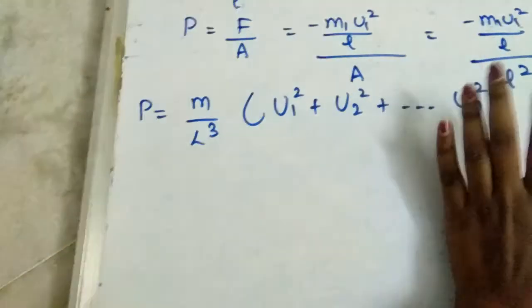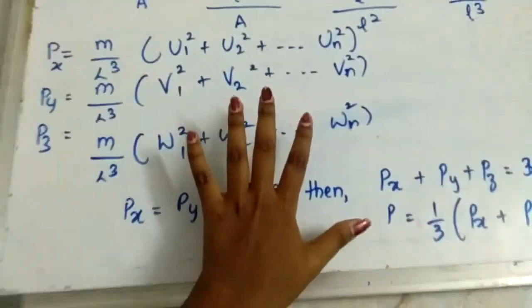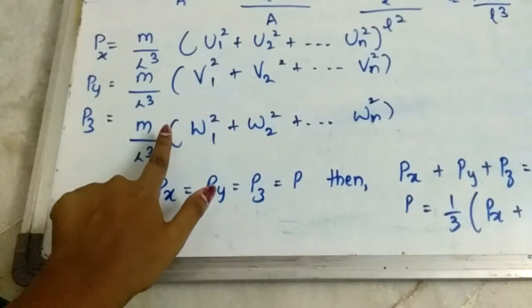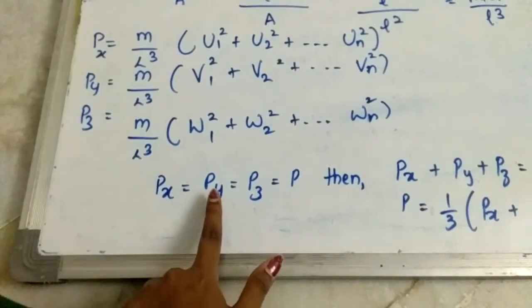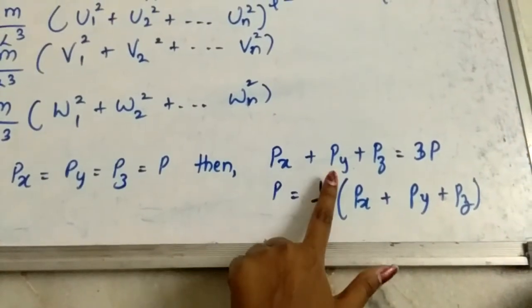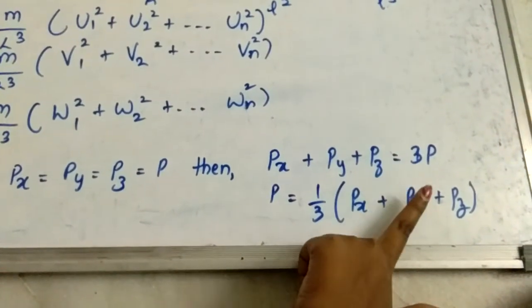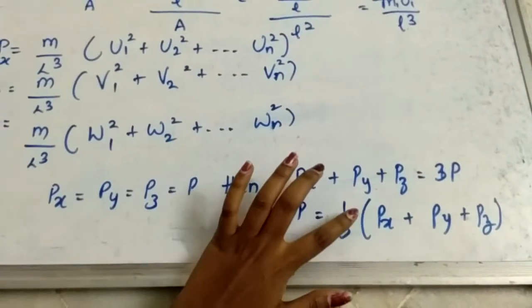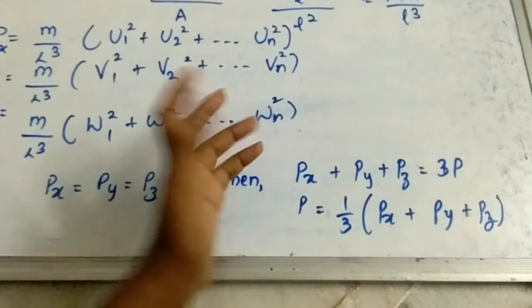So I wrote it for you actually: Px this one, Py this one, and Pz this one. We are assuming Px equals Py equals Pz equals P. If you want to take along y and z, you have to consider this. So Px plus Py plus Pz equals 3P, and this is the formula we got. Once we substitute in this equation and simplify, we'll get the required result.